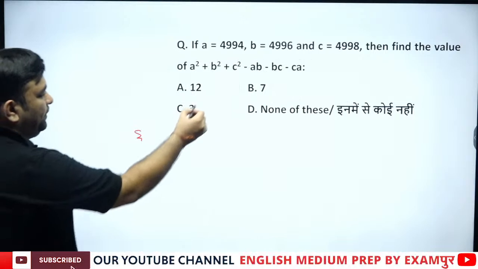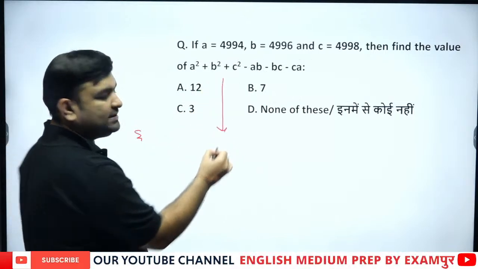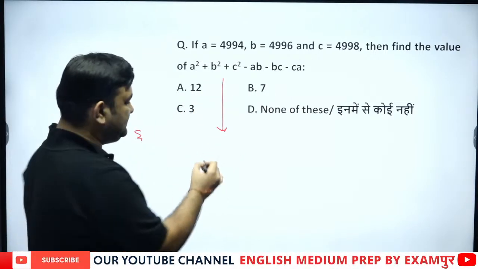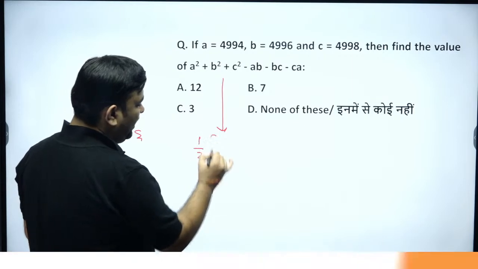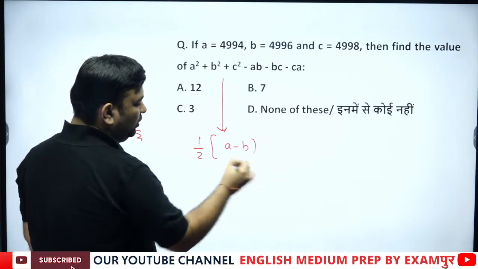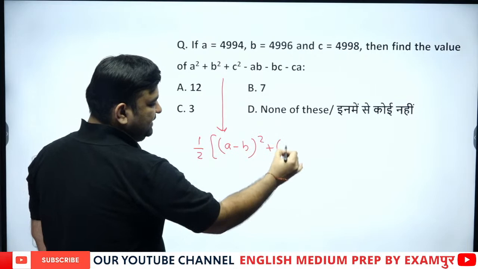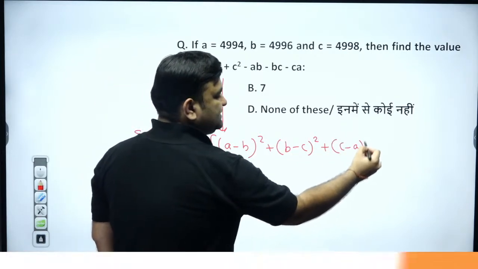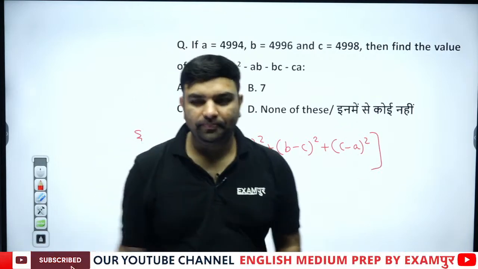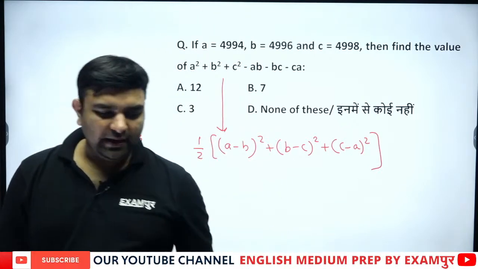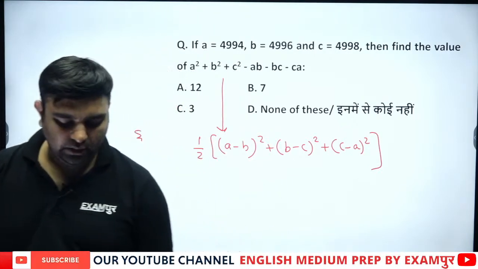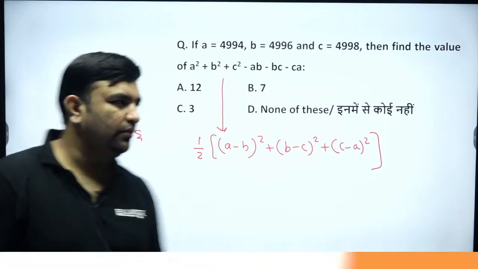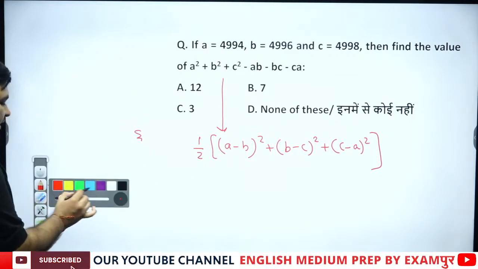So a square plus b square plus c square minus ab minus bc minus ca is equal to half of (a minus b) whole square plus (b minus c) whole square plus (c minus a) whole square.